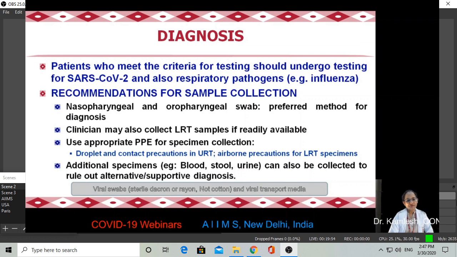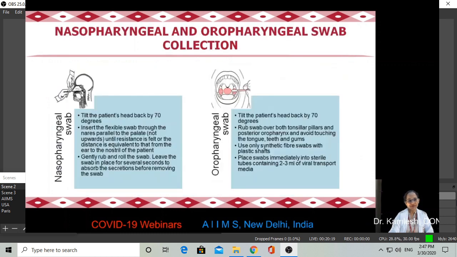Like droplet and contact precautions need to be observed in case of upper respiratory tract infections, or airborne precautions for lower respiratory tract specimens. Additional specimens such as blood, stool, and urine can also be collected to rule out alternative supportive diagnosis. The viral swabs should be sterile Dacron or rayon based, not cotton based, and viral transport media also should be used. How to collect the nasopharyngeal and oropharyngeal swabs?